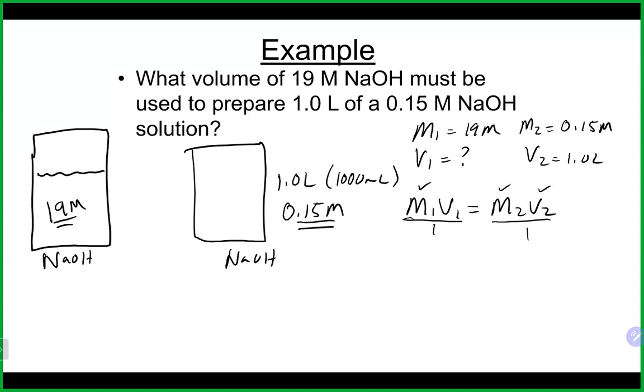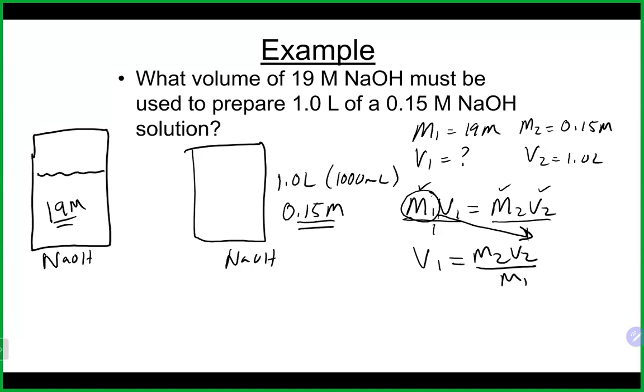Whenever you move something across the equal sign, it always ends up in the opposite location, which means if I want to move this to the other side, since it's on top, it will end up on the bottom on the other side. So it always ends up in the opposite location. That gives me that V1 is equal to M2V2 divided by M1.